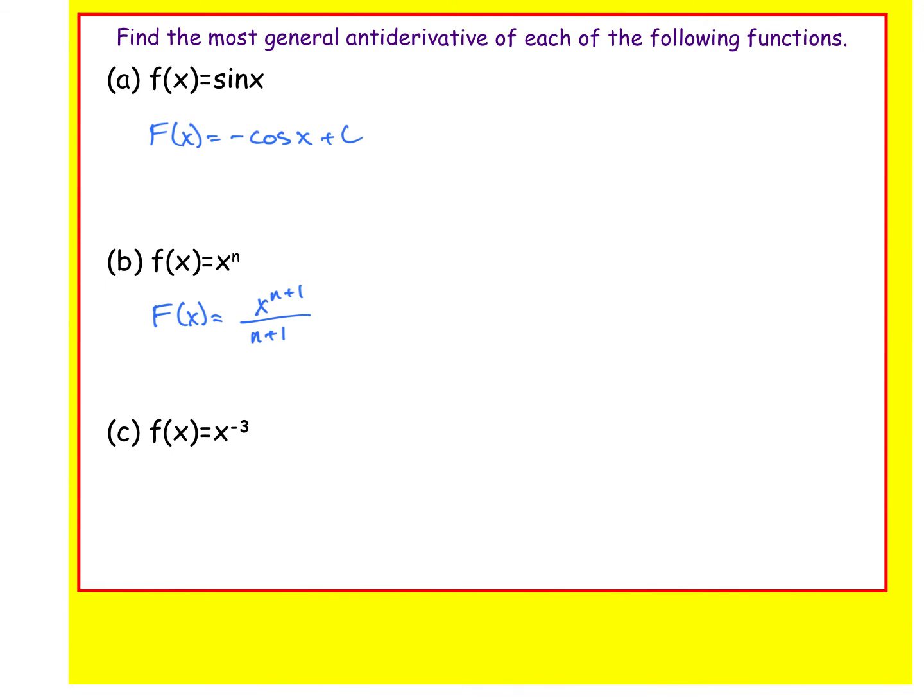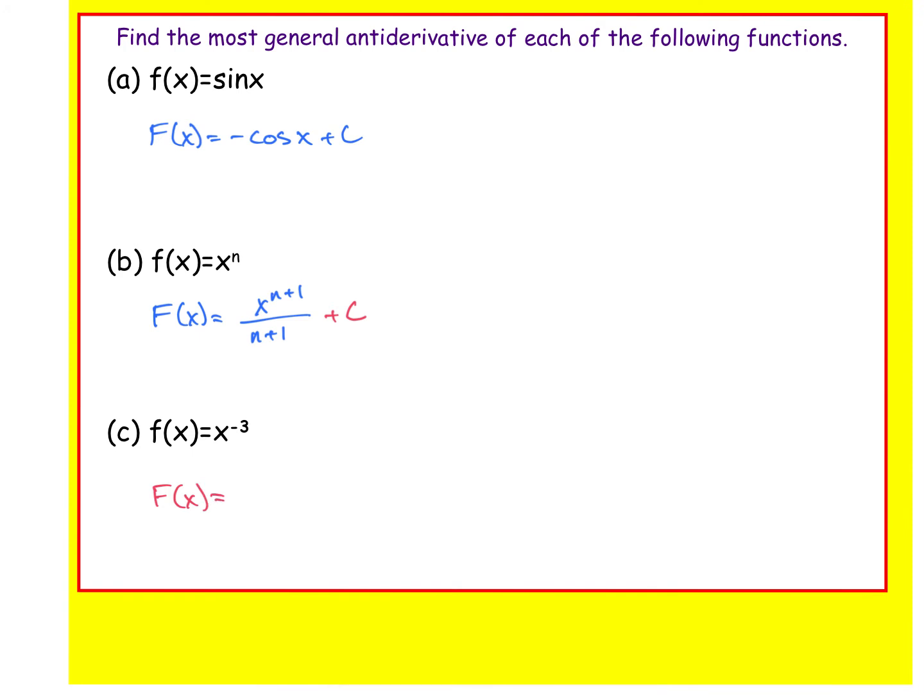When I took a derivative of it, what happened to my degree? It came down, right? We multiplied by it. And then what did we do to that power? We subtracted 1. So now when we go backwards, we add 1 to my power, and then I divide by it. But because it's an indefinite or general antiderivative, we need to add c. Let's look at this next one. I have f of x equal to x to the negative third power. What do I need to do to my power, Joseph?